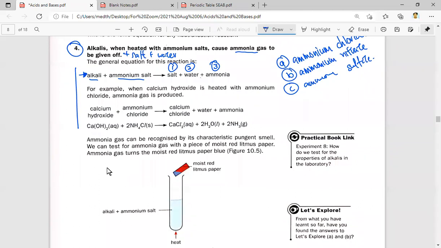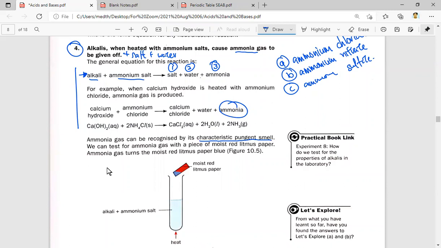So we learn how to test for hydrogen. We learn how to test for carbon dioxide in the acid reaction. Now we have another gas that's coming out, which is called ammonia. So how do we test for ammonia? Do take note, ammonia can be recognized by its characteristic pungent smell. So there's this very unique smell about it.